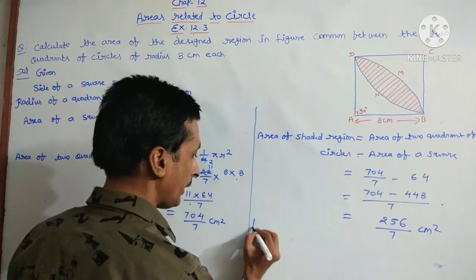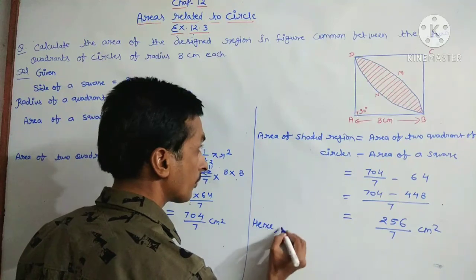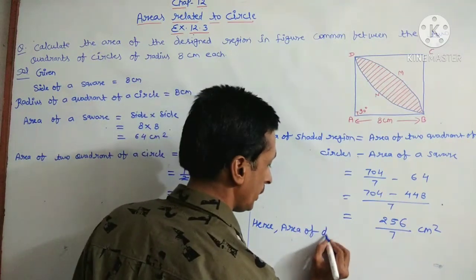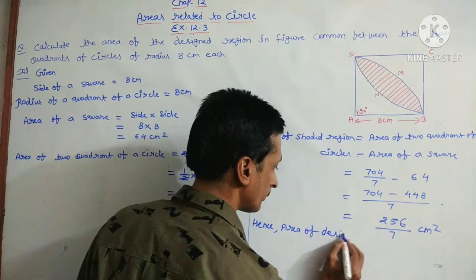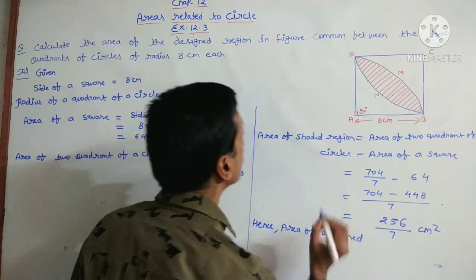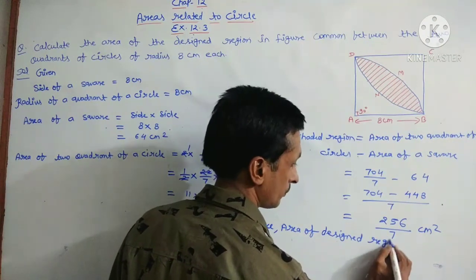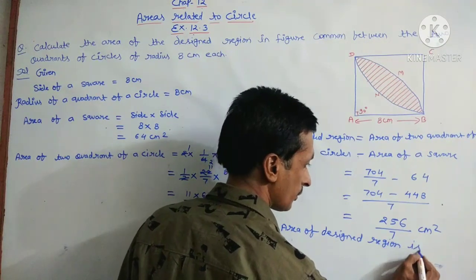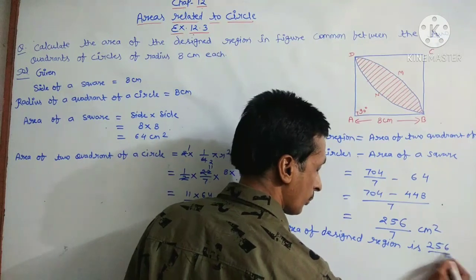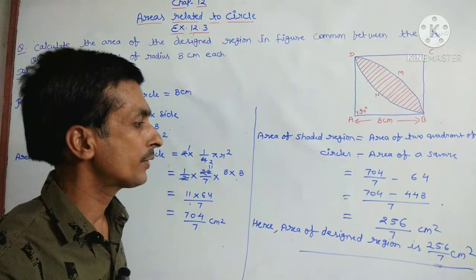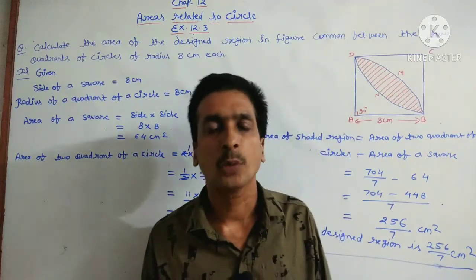So now you can write, hence the area of the designed region is 256 upon 7 centimeter square. So this is your required answer, and I think you can understand this chapter is completed.